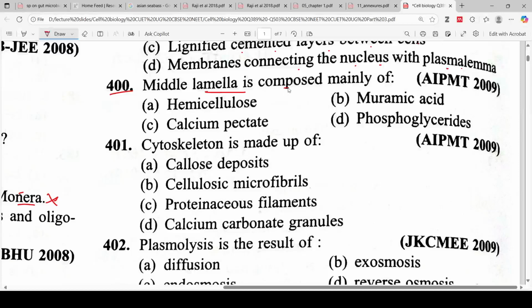Next question. Middle lamella is composed mainly of hemicellulose, calcium pectate, muramic acid, or phosphoglyceride. Muramic acid is not correct, phosphoglycerides is also not correct, and between hemicellulose and calcium pectate, the correct answer will be option C, calcium pectate.